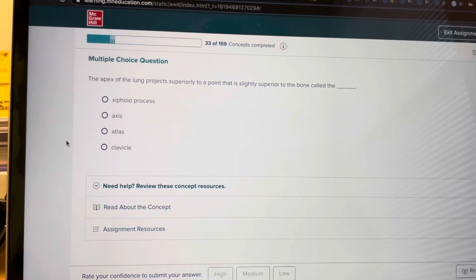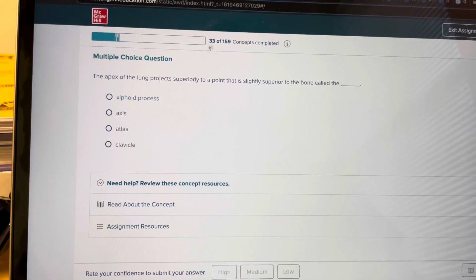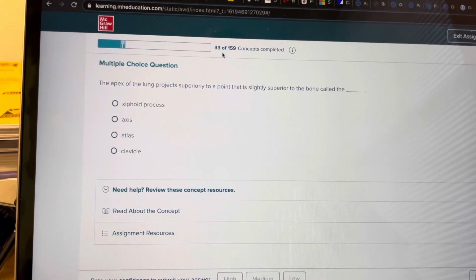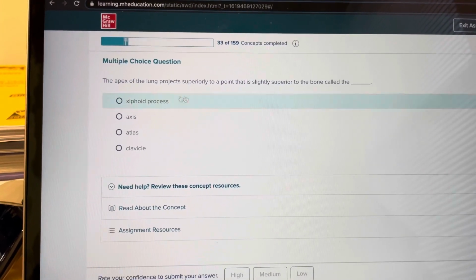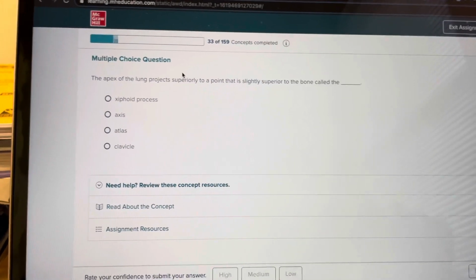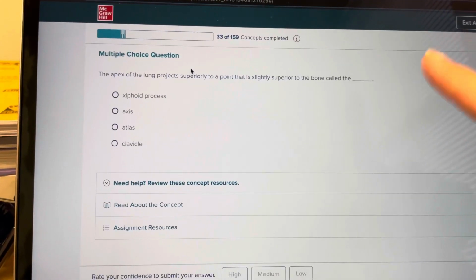That's 159 concepts total. So I've completed 33 out of 159, as you can see by the top here. But these are really nice. It has multiple choice questions. I showed this in my other anatomy video. If you want to see, click up in the right corner up here, and I'll link it for the other anatomy video.